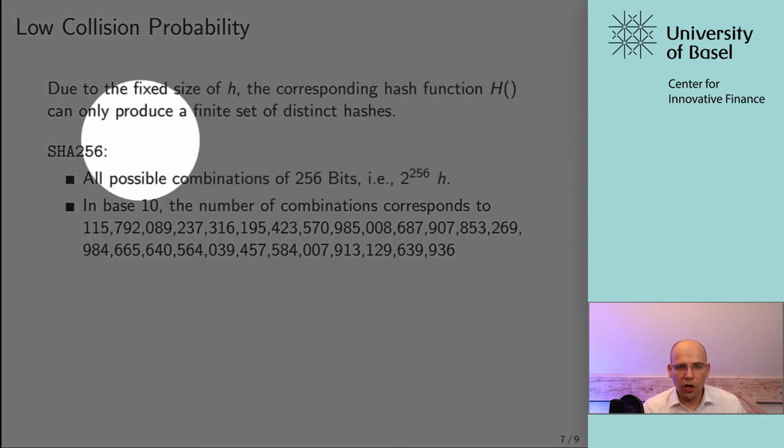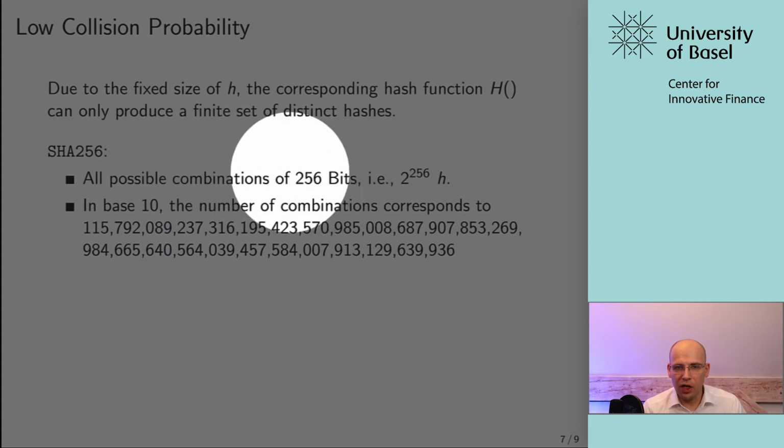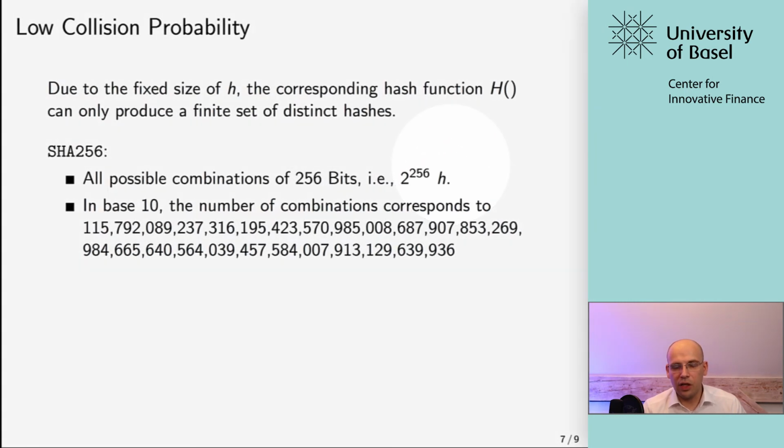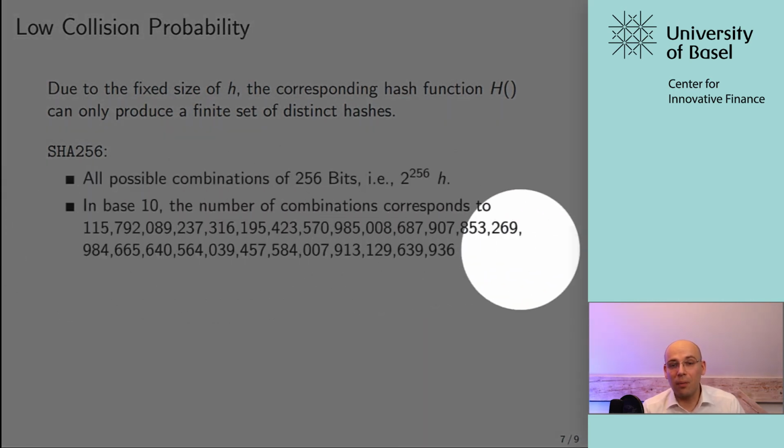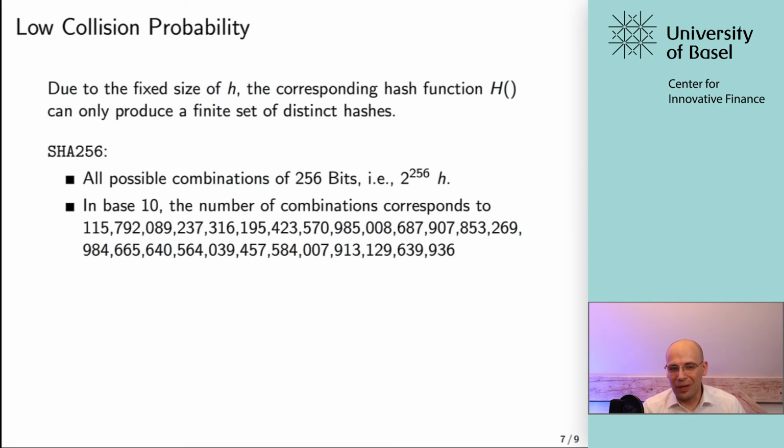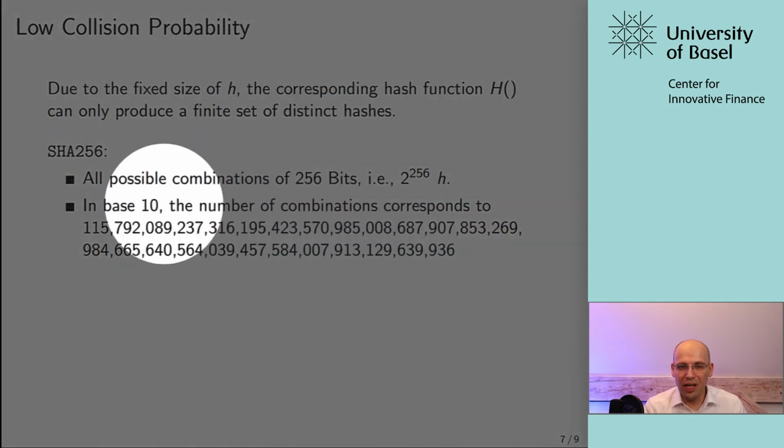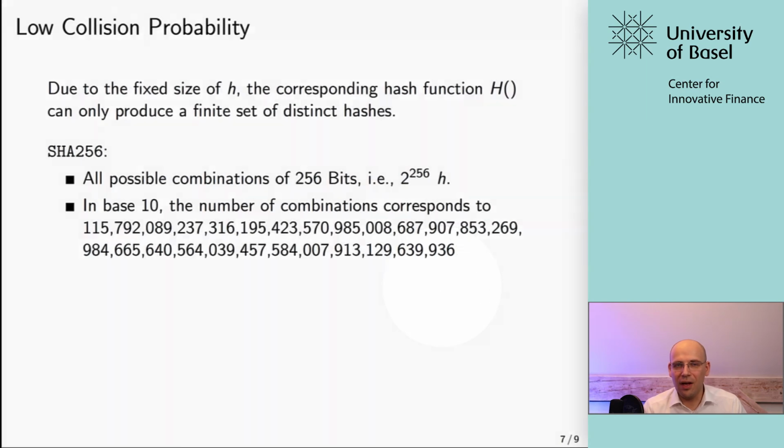So in SHA-256, you have all possible combinations of these 256 bits, which is 2 to the power of 256 potential hash values. In base 10, this corresponds to this number. I have no idea what this number would be called, but it's just this really long number that doesn't even fit on one line in our usual number system, base 10. Okay, and it gives you some understanding of how many potential hash values there are, and why it is so hard to find a collision.